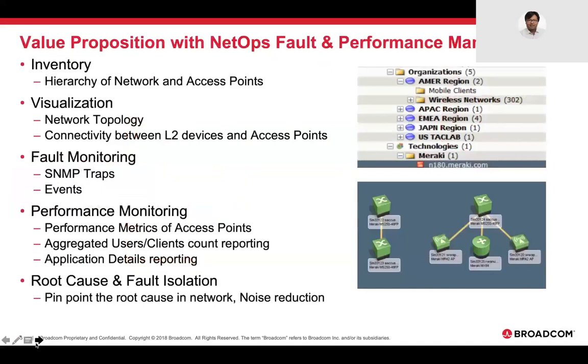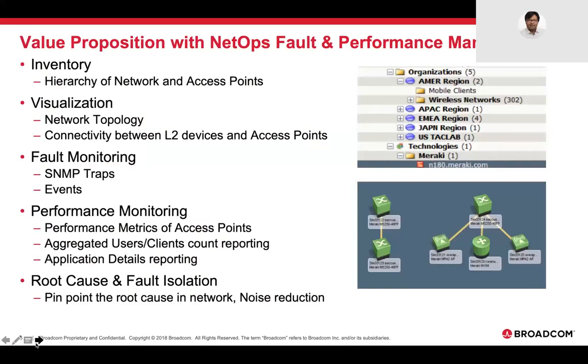Now let's get ahead with this one. This is sort of a view of what we have from a fault and performance perspective, right? We have the inventory. So these are screenshots out of the actual network, out of a network that we had discovered when we were going about developing this. So we have the network topology visualization, we have the fault monitoring, SNMP trap events, we have performance monitoring, and then of course we have the root cause and the fault isolation, which are the core values of Spectrum.